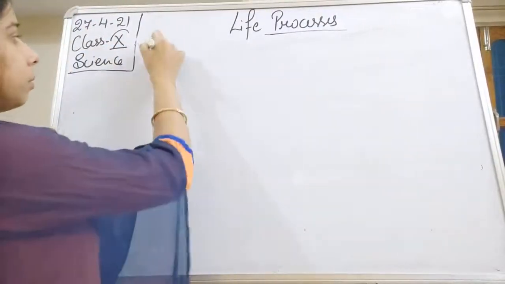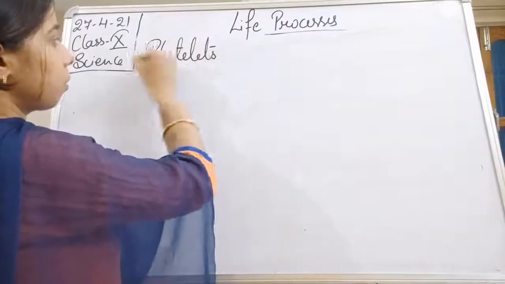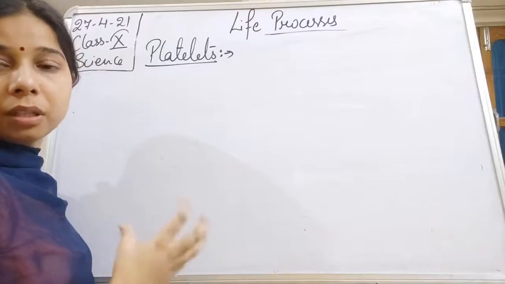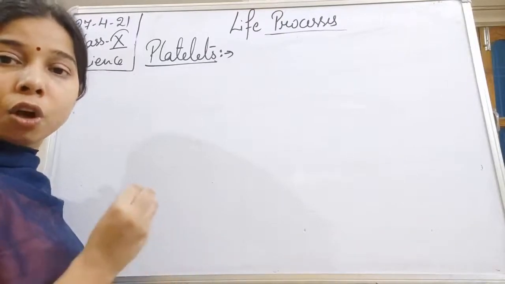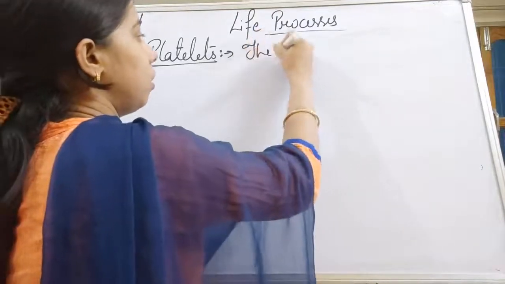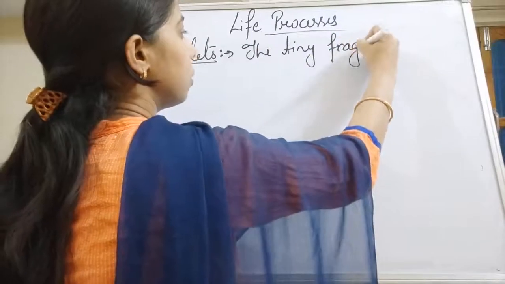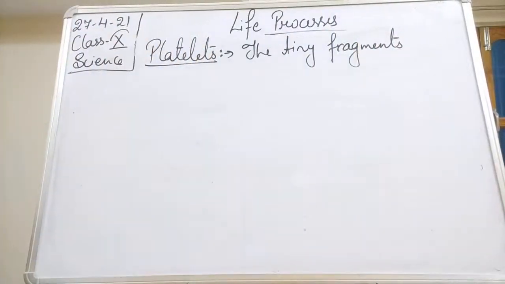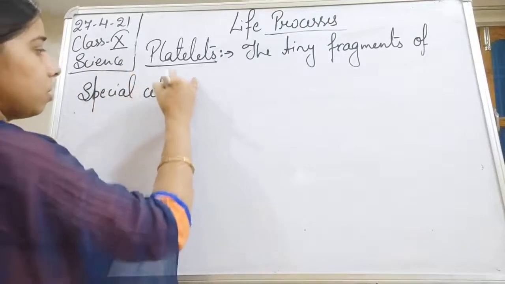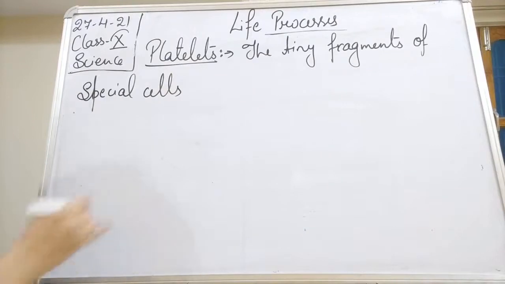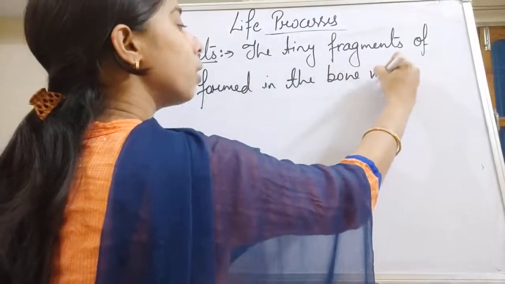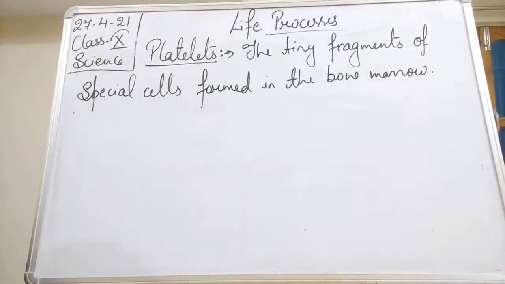When we look at the platelets, basically they help in the coagulation of the blood. It means they help in clotting of the blood. So we can say that these are tiny fragments of special cells formed in the bone marrow. So these are the platelets which are formed in the bone marrow. And what is its role, students?